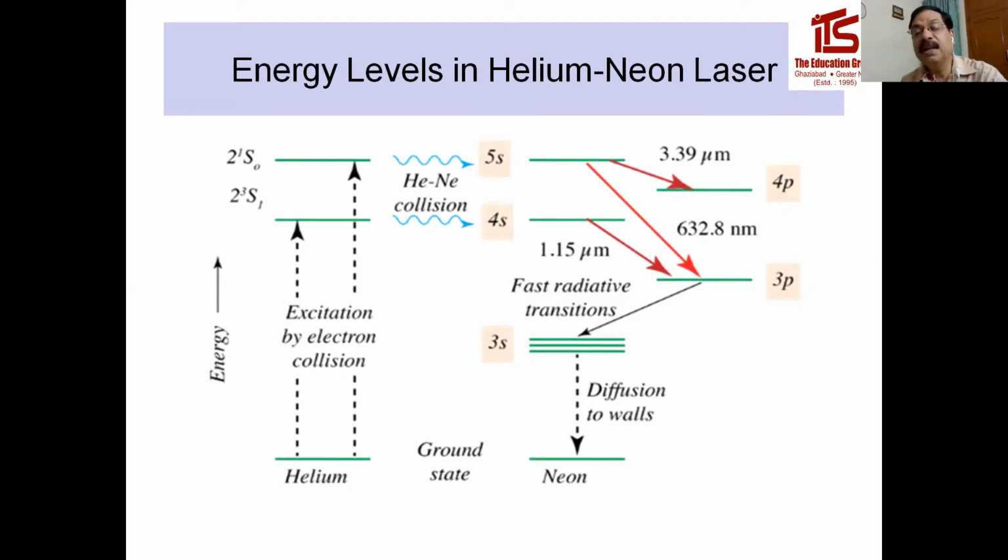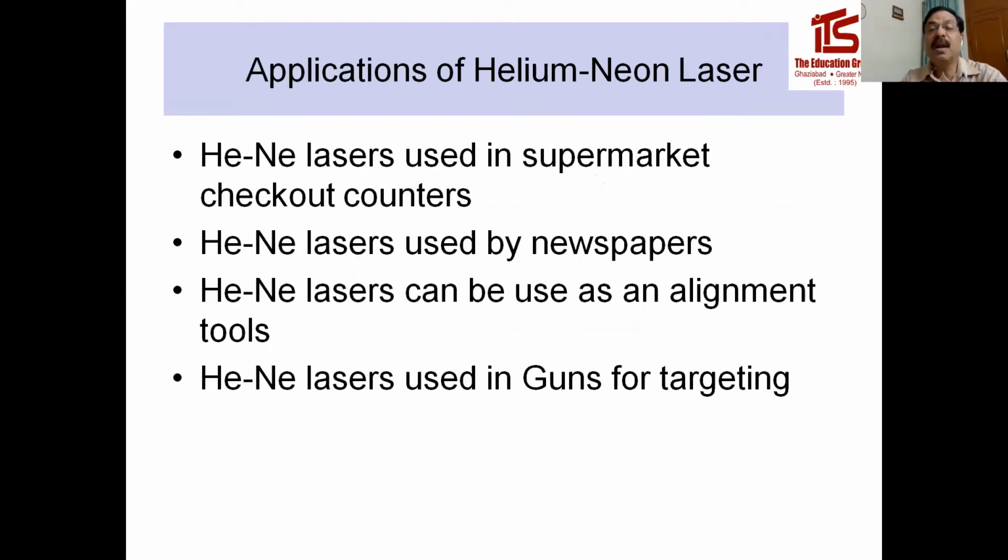For helium neon lasers, the typical laser tube is from 10 to 100 centimeter in length, and the lifetime of such a tube can be as high as 20,000 hours. Now, I will discuss in short the applications of helium neon laser.